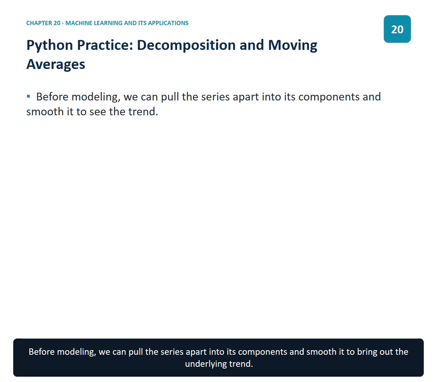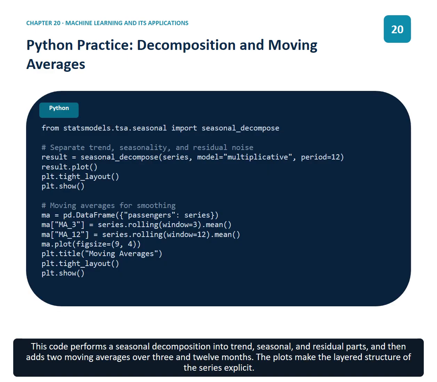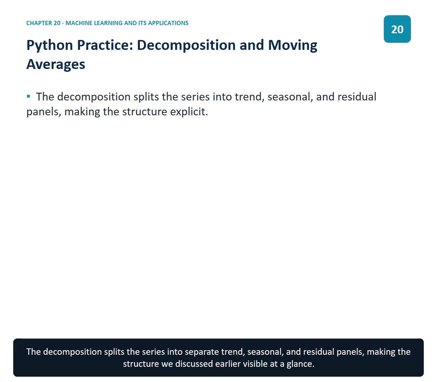Before modeling, we can pull the series apart into its components and smooth it to bring out the underlying trend. This code performs a seasonal decomposition into trend, seasonal, and residual parts, and then adds two moving averages over 3 and 12 months. The plots make the layered structure of the series explicit. The decomposition splits the series into separate trend, seasonal, and residual panels, making the structure we discussed earlier visible at a glance.